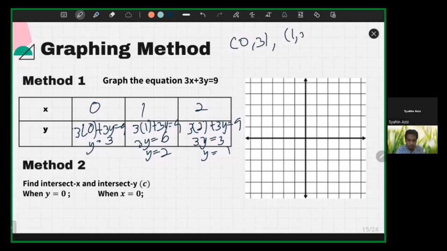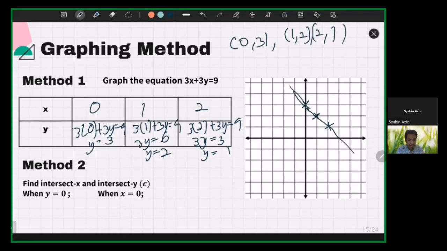Then we get (0, 3), (1, 2), and (2, 1). Right. So we put these and we plot the points. So (0, 3) here, (1, 2) here, and (2, 1) here. Then we draw a straight line following the points, it should be like this, right?